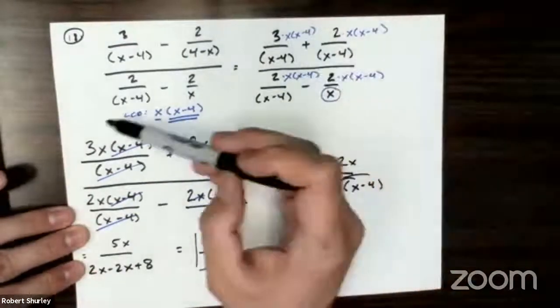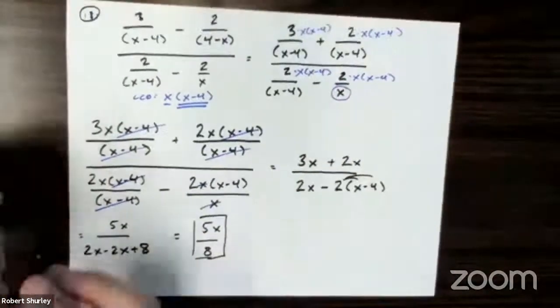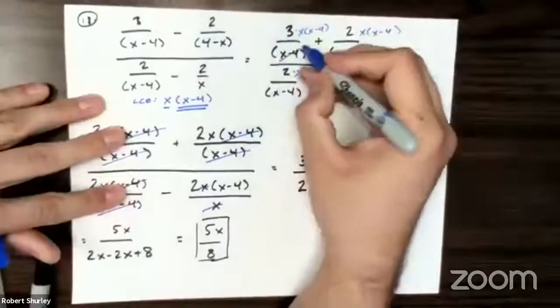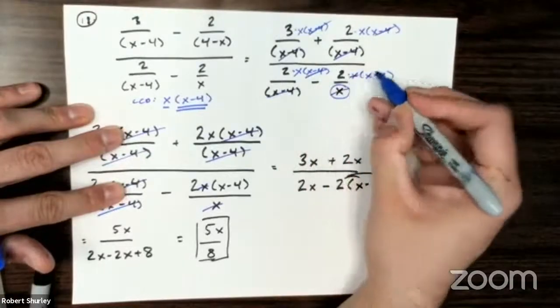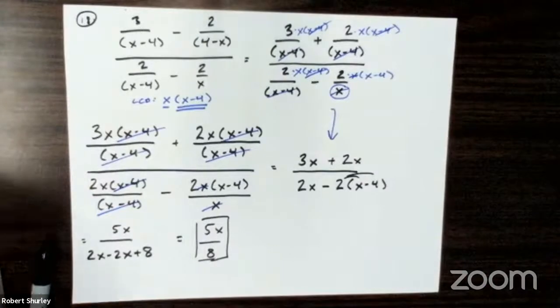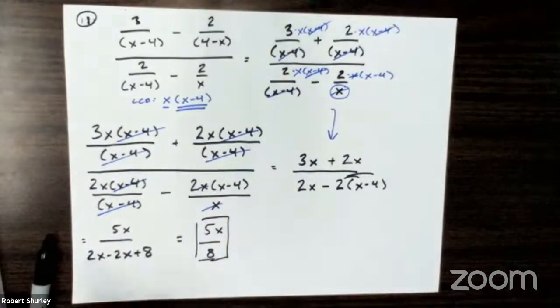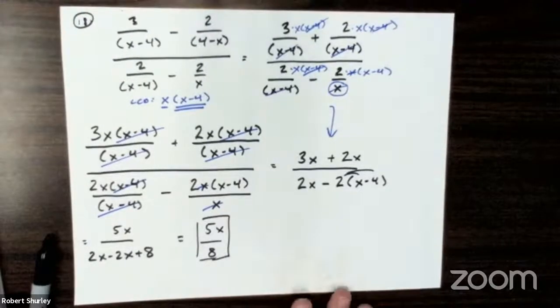Now I'll tell you, you don't have to write this part out. Once you multiply each one of these, at this point you could have canceled this and this, and then gone straight to writing it here, okay? You don't have to write this all out if you don't want to. That's a lot of extra steps.